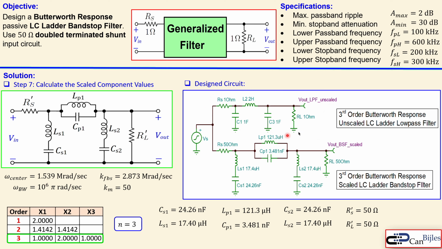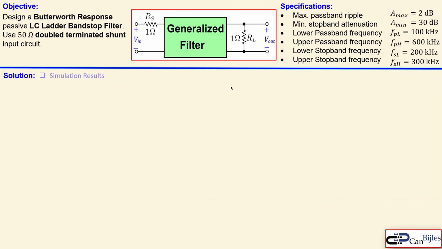This is the prototype low pass filter. You see the 1 to 1, I must say: 1 farad, 2 henries and 1 farad, and 1 ohm and 1 ohm for the source and the load. And these are the scaled values we just calculated. Now we will simulate this circuit and see if it really meets these specifications. So let's now jump to the simulation results.